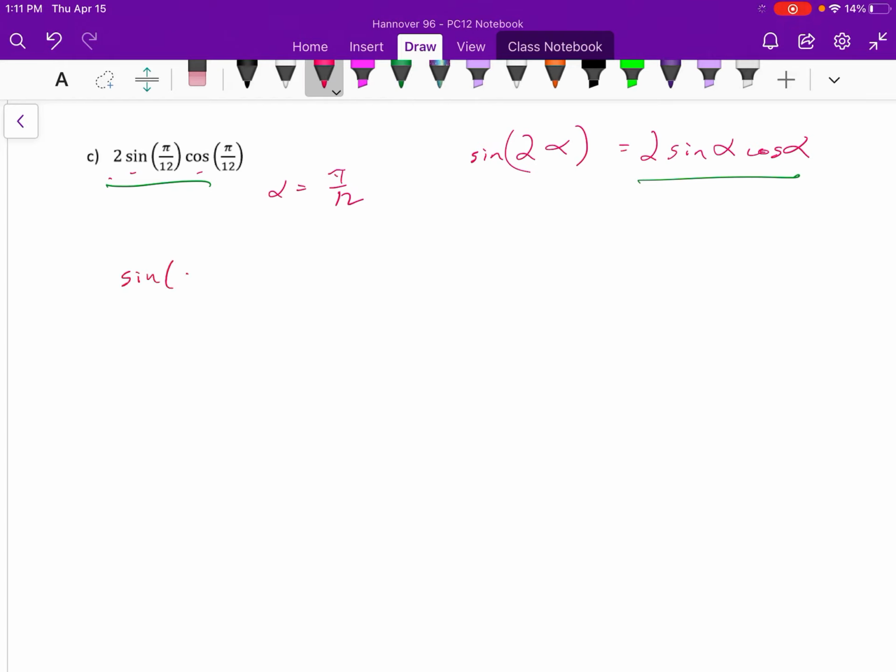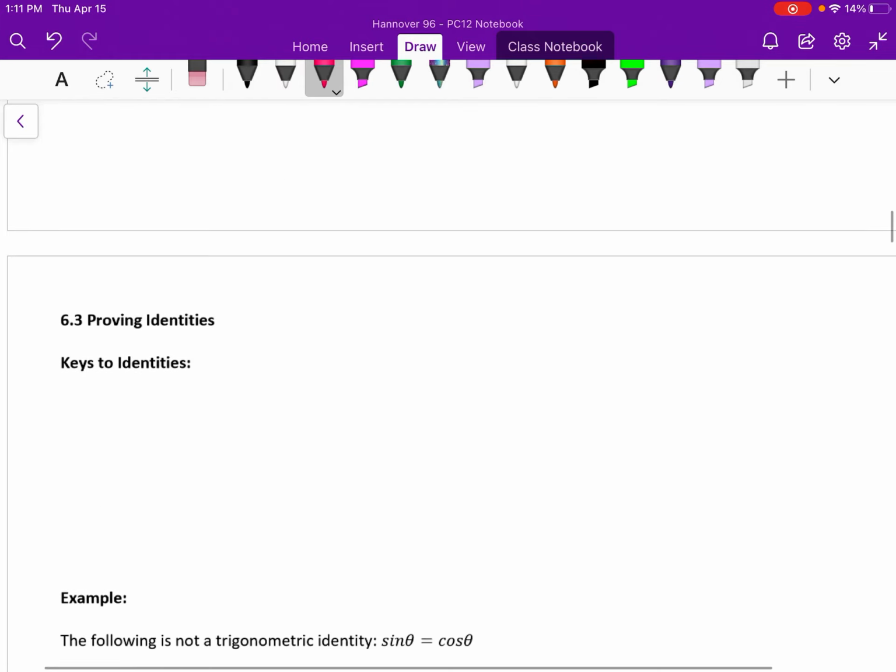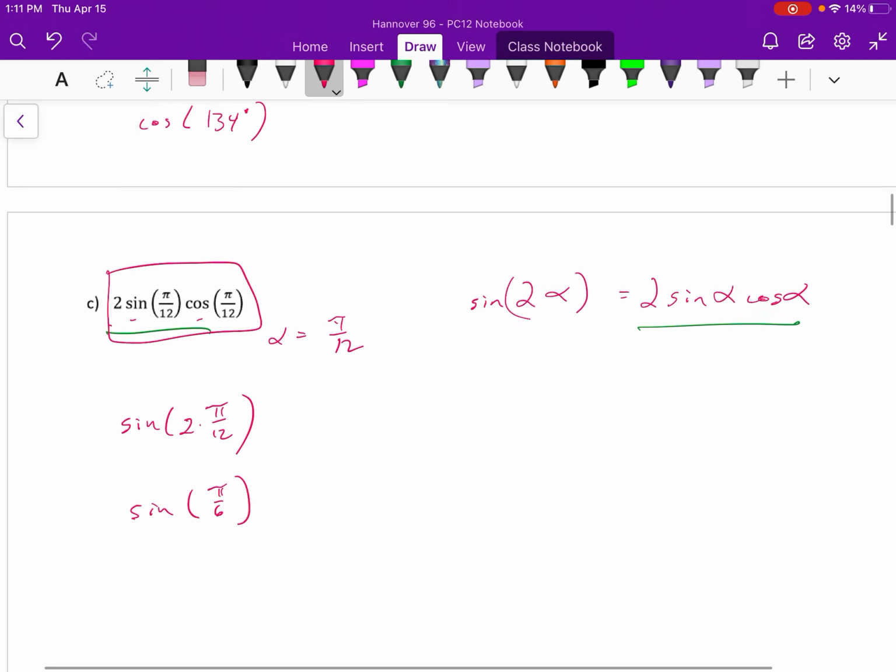So I could just rewrite this as sine of 2 times pi over 12, where pi over 12 is my alpha, and this expression here will have the same value as sine of pi over 6. And we all know what that value is. I'm not trying to evaluate, I'm just simply trying to write it as a monomial. So that's the lesson. I guess I just need to trial and error this and get used to these identities.